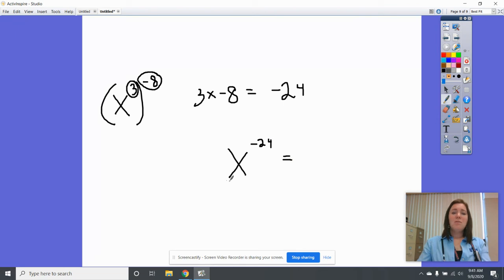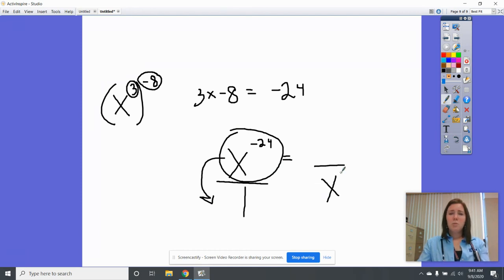So that means all of this moves to the bottom of a fraction, right? We have this invisible divided by 1. So I'm going to take all of this, move it to the bottom of my fraction. So now I have x to the power of, well, once I cross the line, I get to change the sign, so it's a positive 24. So x to the power of positive 24. And there's a 1 on the top. So that is the power rule of exponents.